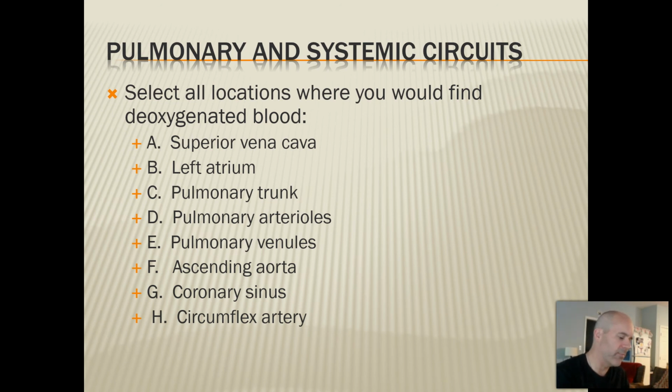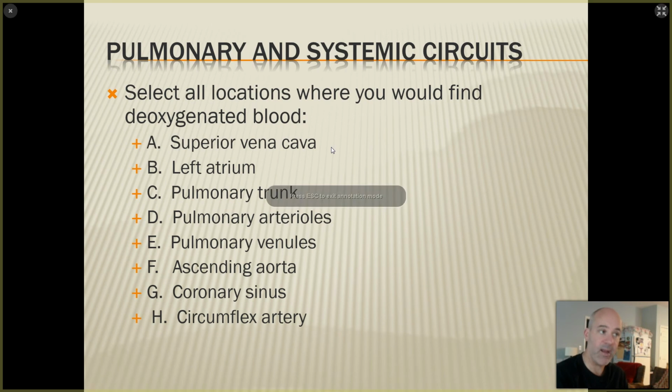Superior vena cava is a vein bringing deoxygenated blood back to the heart from the head, the arms, the shoulders. The left atrium over on the left side of the heart. No, you have oxygenated blood on that side of the heart. Remember, the left atrium receives blood coming back from the lungs after it's been oxygenated. Pulmonary trunk, yes, that blood is deoxygenated.